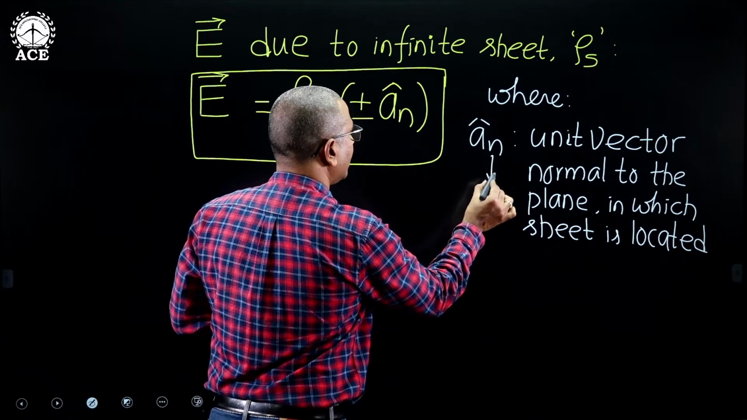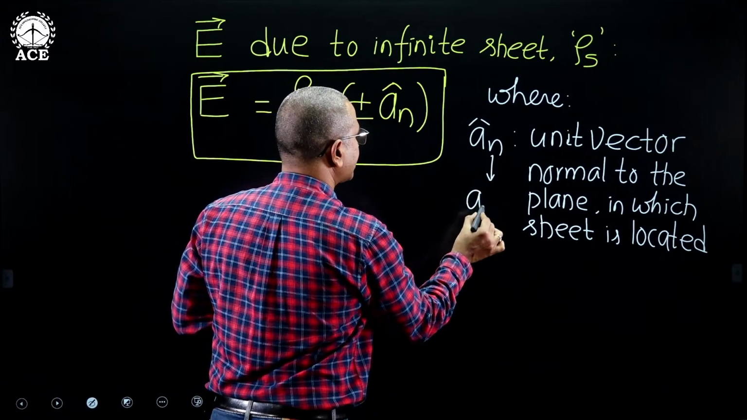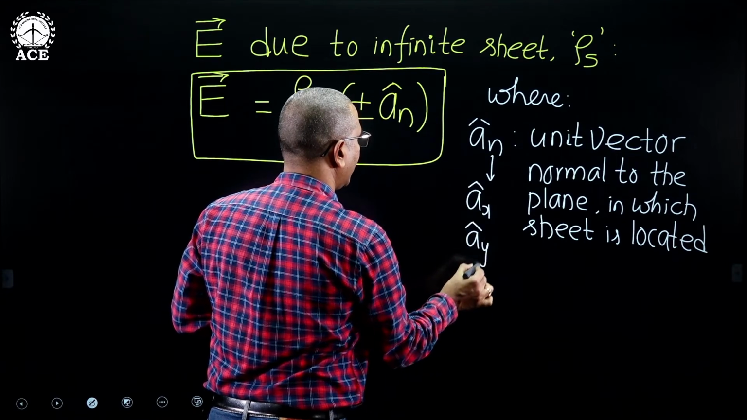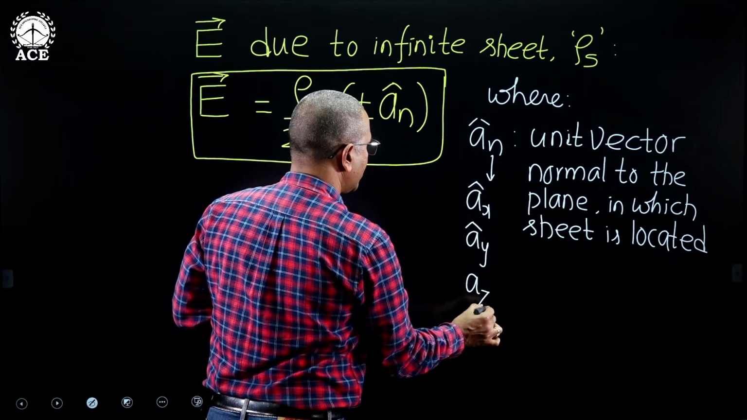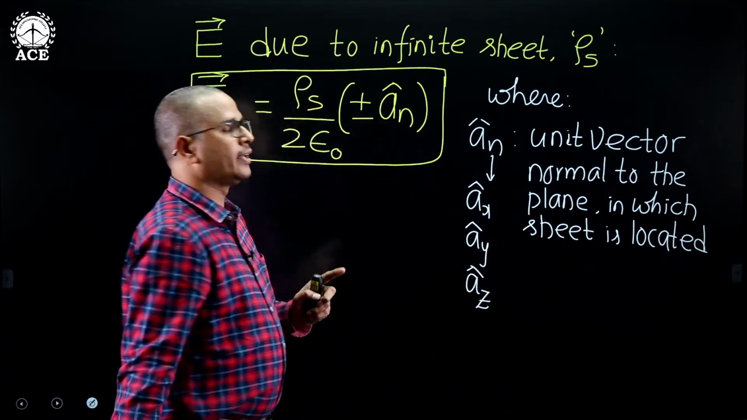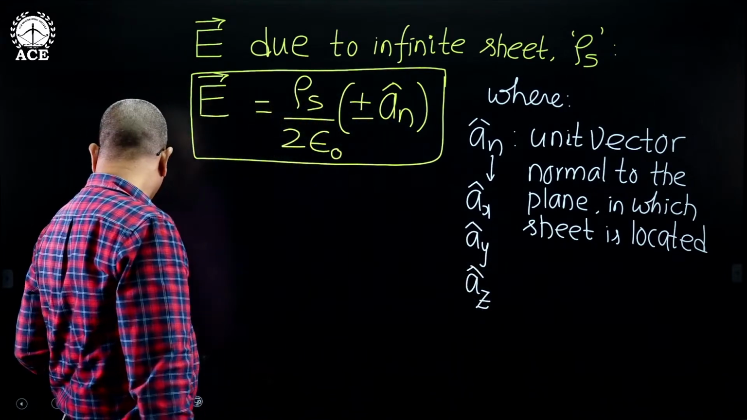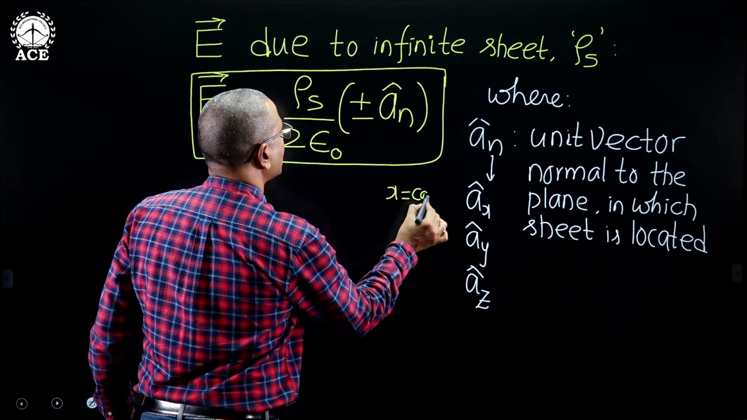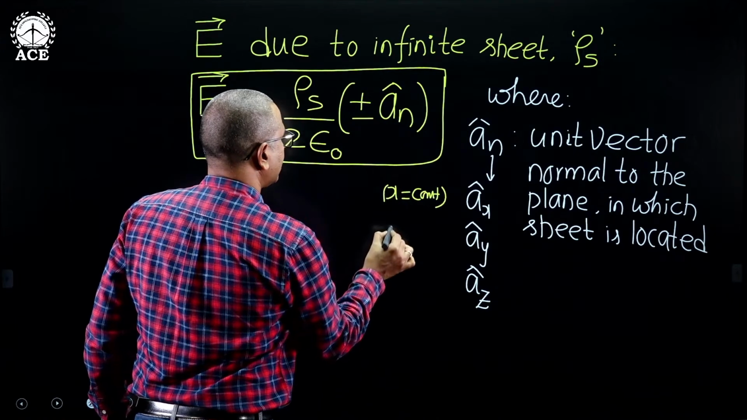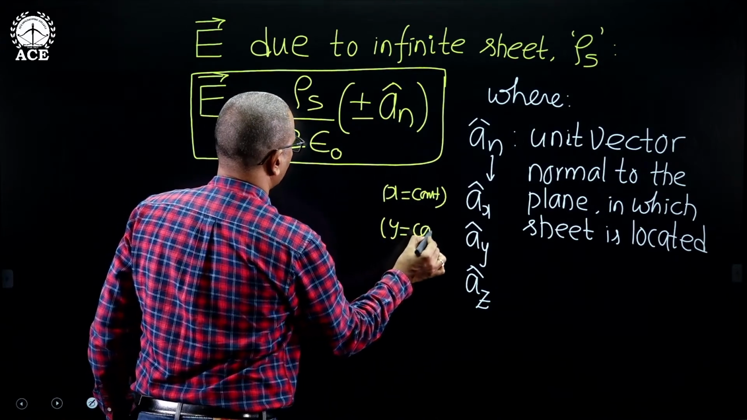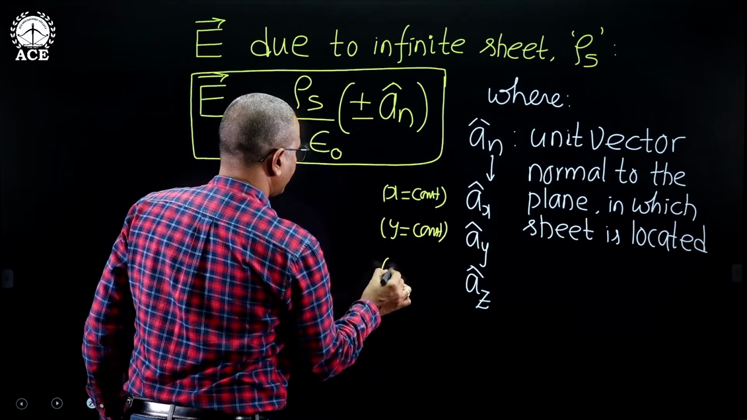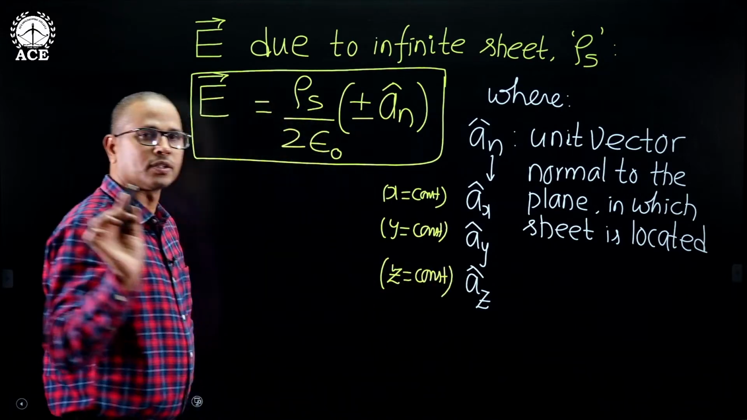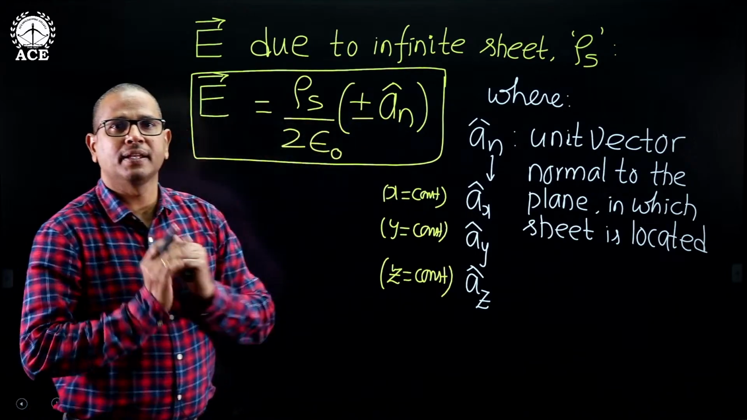Suppose you have x constant, a_x cap will come. Your sheet is located in y constant, a_y cap will come. If the sheet is located in z constant, a_z cap will come. I am just writing this for your understanding: this is for x constant, this is for y constant, and this is for z constant. That's all. But what about plus or minus, sir?